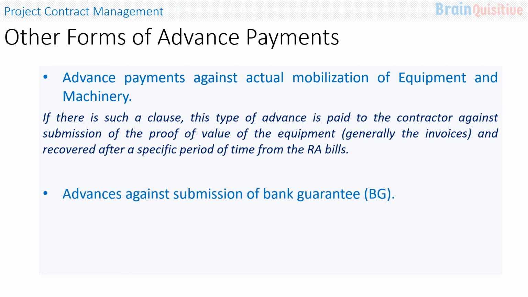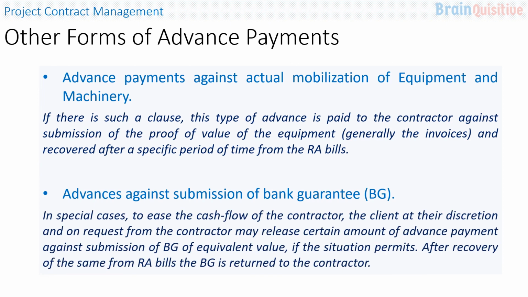Advances against submission of bank guarantee or bond: in special cases, to ease the cash flow of the contractor, the client at their discretion and on request from the contractor may release a certain amount of advance payment to the contractor against the submission of a bond or bank guarantee of equivalent value, if the situation permits. After recovery of the same from the running account bills, the BG is returned to the contractor.